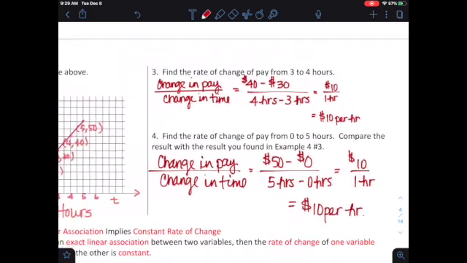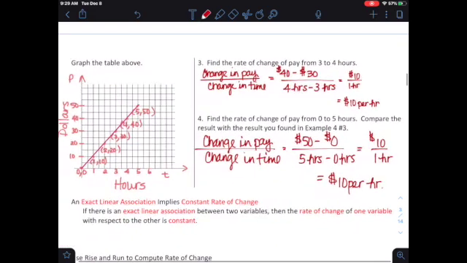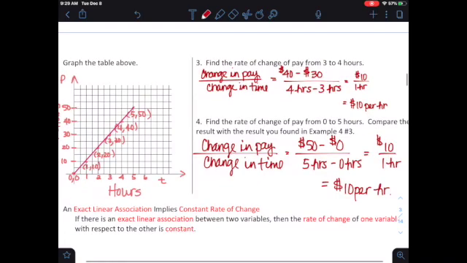So here is the next thing we're summarizing. An exact linear association implies a constant rate of change. So linear means a straight line, which gives you the same rate. Okay, that's number 3 and 4 for the workout.